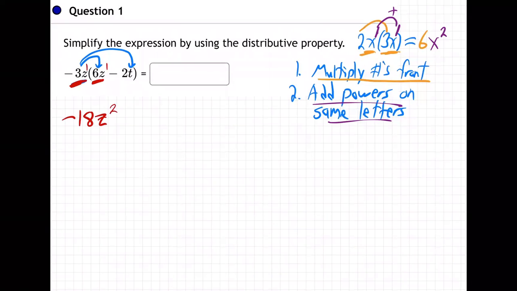Then it's going to go to the second one. So next, I'm going to take minus 3z times minus 2t. What's going to happen? You multiply the numbers in front. Now, it's a minus times a minus, it's going to be plus 6. Everybody see that? Minus 3 and minus 2.